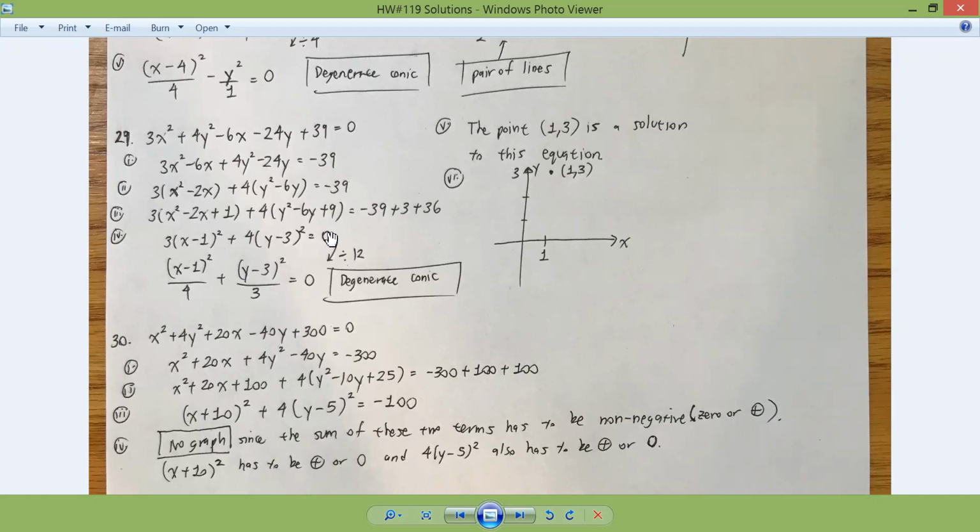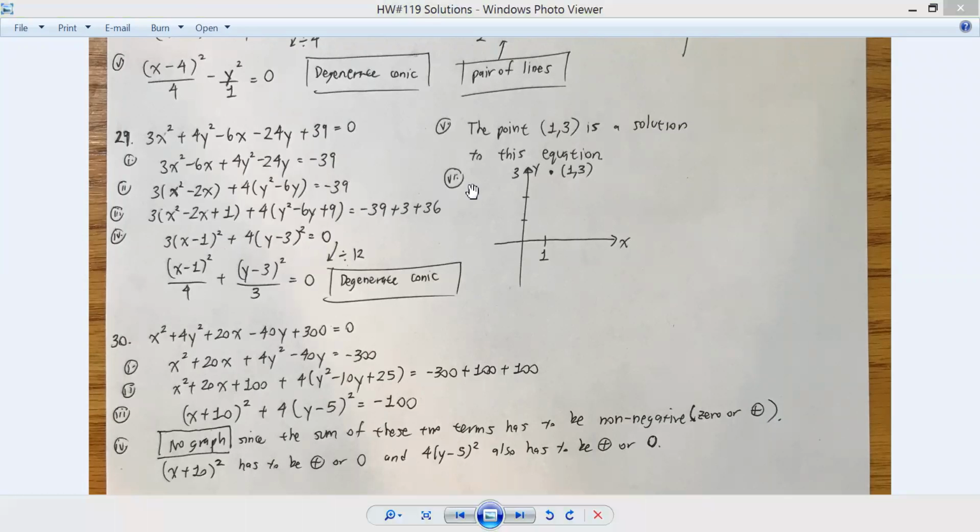Since you can divide everything, you have conic form, and since it's equal to 0, you have a degenerate conic. And the only point that's a solution for the equation is 1, 3.